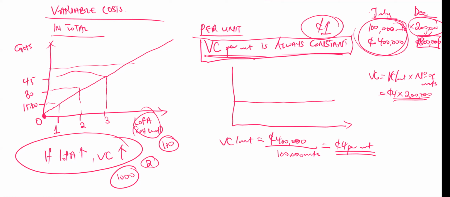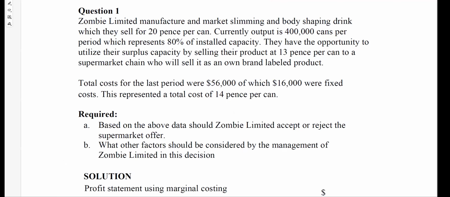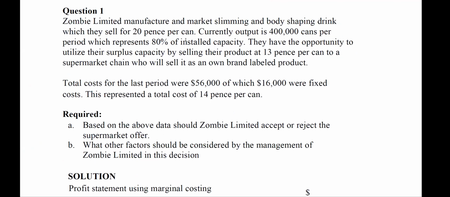Zombie Limited manufactures a slimming and body shaping drink, which they sell for 20 pence per can. So let's make it 20 pesos, right? Currently, how many are they producing? That's about 400,000 cans.